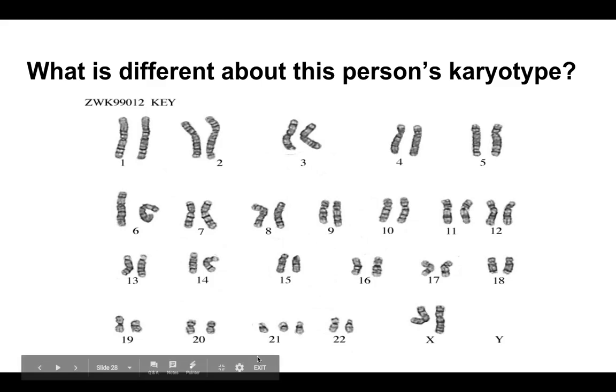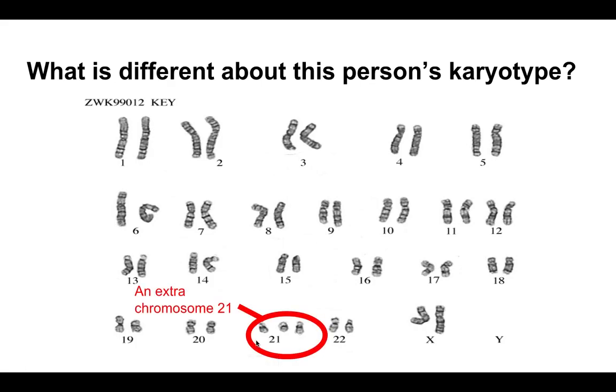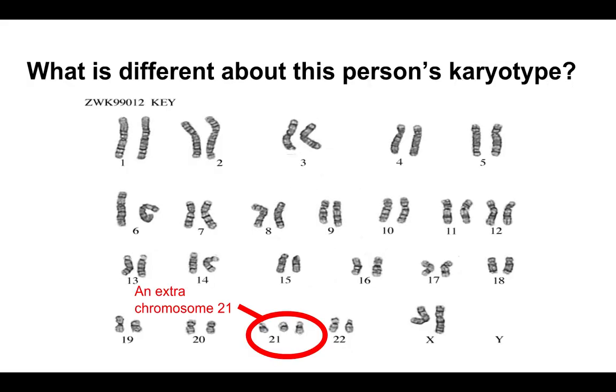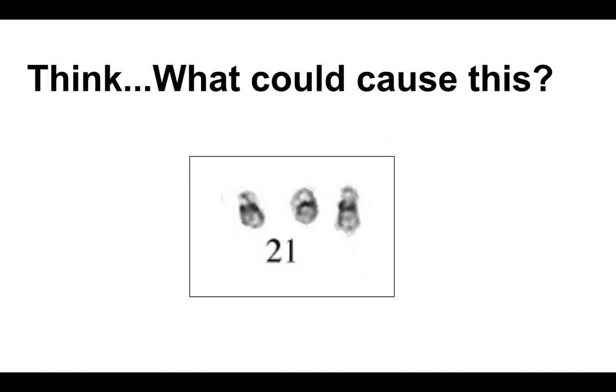So hopefully you guys notice that chromosome 21 here, all the other chromosomes like 10, 11, 12, they all have just 2 pairs. Chromosome 21 has 3 chromosomes. They have an extra chromosome 21. So what does this mean? Well, first of all, if you have an extra chromosome 21, that's going to be the cause of Down syndrome. So individuals with Down syndrome just have an extra chromosome, 21 specifically.